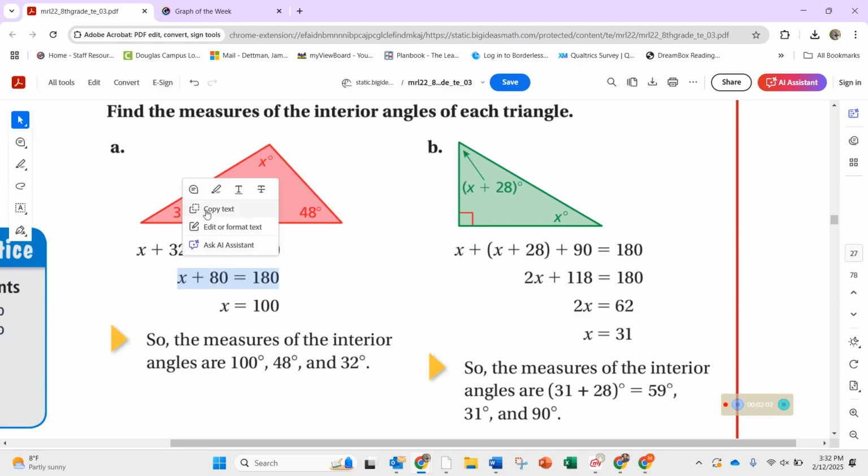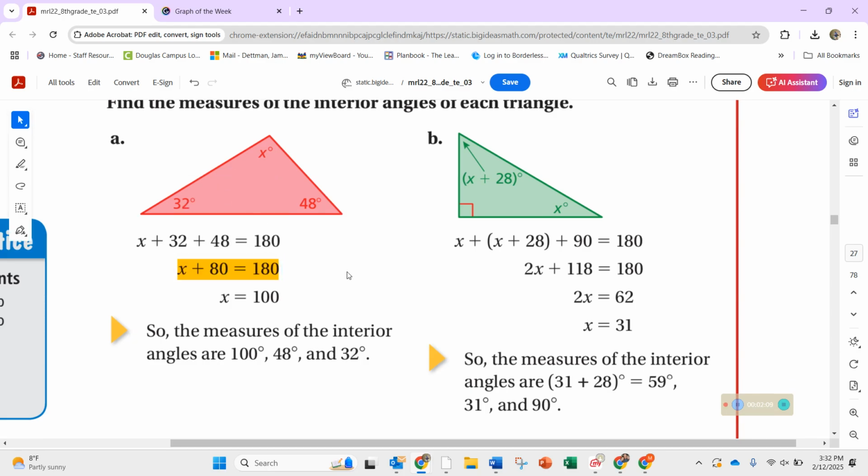X plus 80 equals 180, right? So then you take 80 from each side, and now deductive reasoning, all three have to add up to 180. You take those away, you end up with X is 100. So when I say solve for X, yeah, X is 100. So the interior angles are 148 and 32. Here's the thing. If they give you a triangle and say, hey, can this be a legit triangle? And if they all don't add up to 180, it's not a legit triangle.